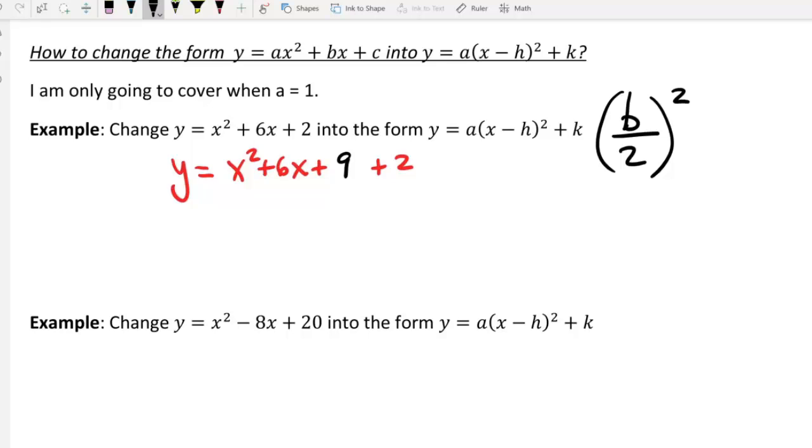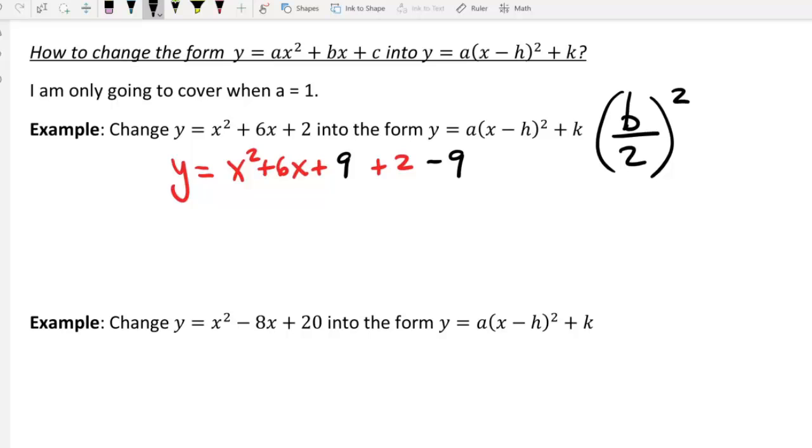But we have to balance that out. We can't just add 9. And we also don't want to add 9 to the other side of the equation. We want that to stay y equals. So, on the right side of the equation, we subtract 9. Everything written in black there equals 0. So we haven't changed the equation's value.